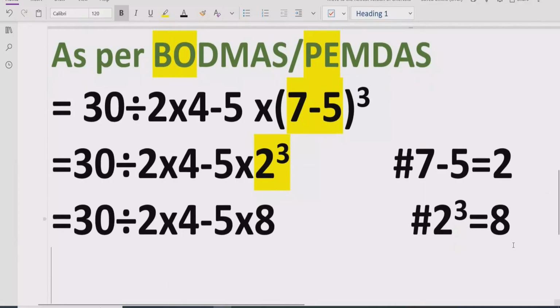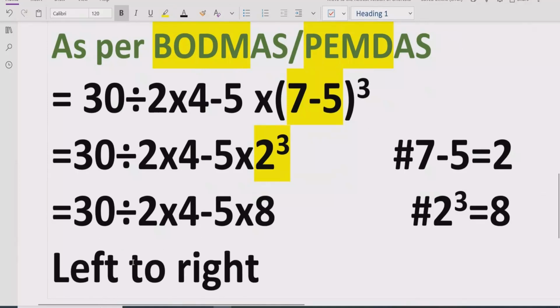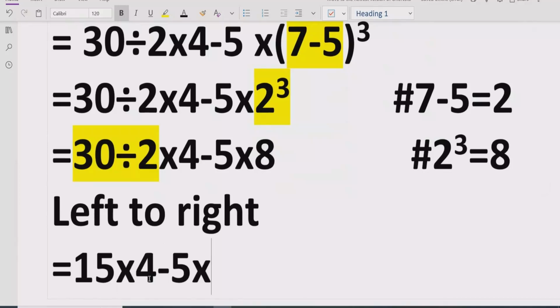Now move forward. Step number 2 we have solved. Now we have to go for division and multiplication, or you can say the multiplication and division. For this, we have to go left to right in this expression and find out which is coming first. Now we have 30 divided by 2, so we have to solve this one.